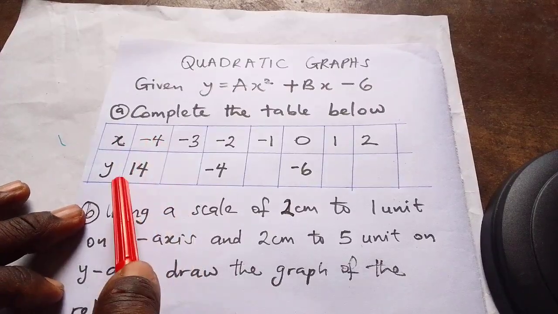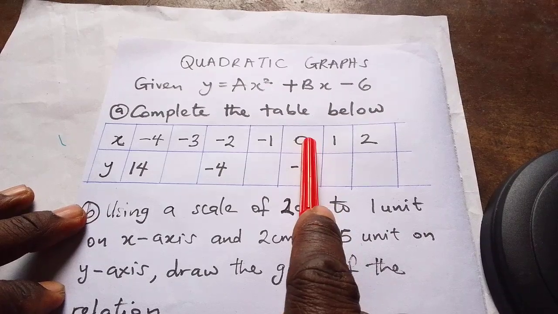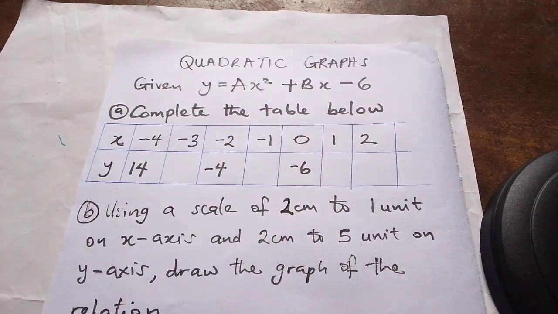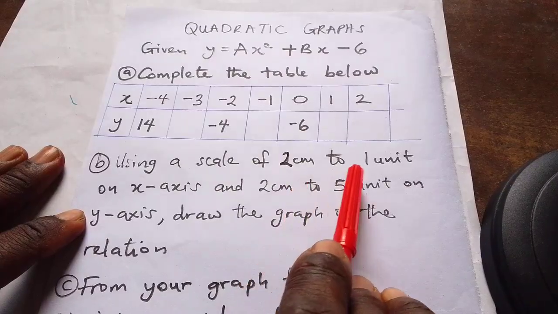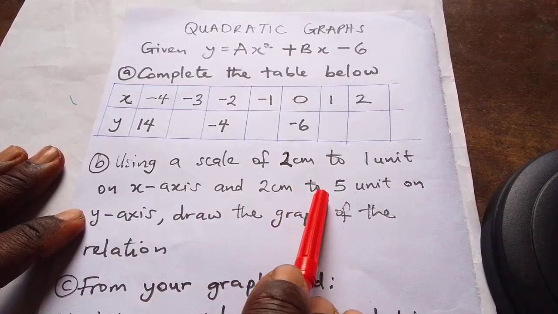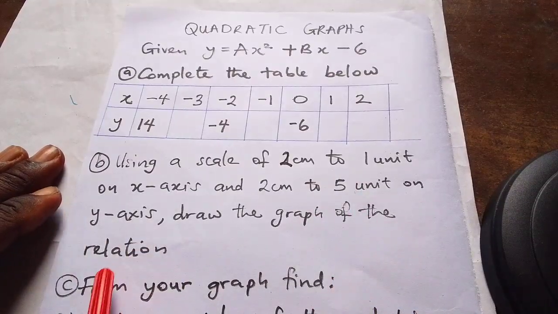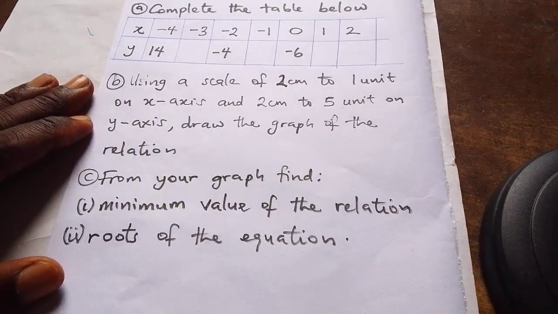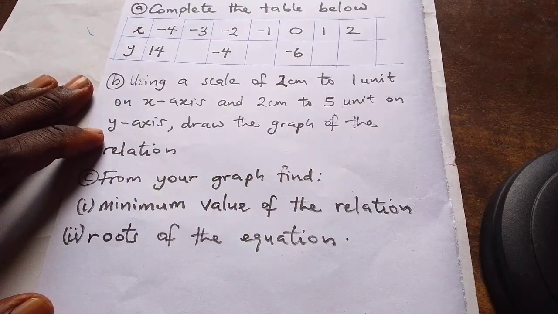From minus 4 to plus 2, and you are given some points. When x is minus 4, y is 14. When x is minus 2, y is minus 4. And when x is 0, y is minus 6. So B, using a scale of 2 cm to 1 unit on the x-axis and 2 cm to 5 units on the y-axis, draw the graph of the relation. So then C, from your graph, find the minimum value of the relation. And D, the roots of the equation.